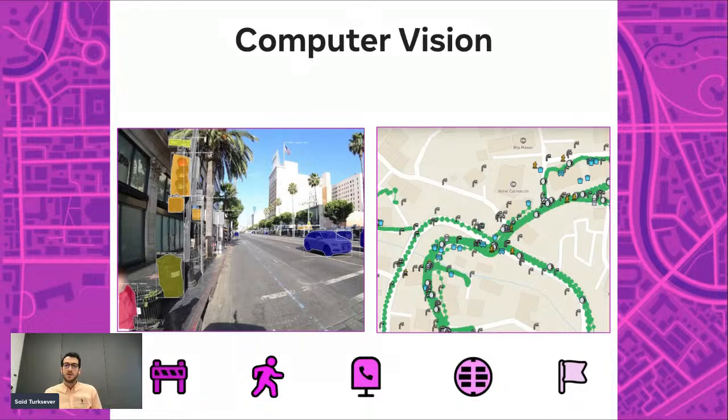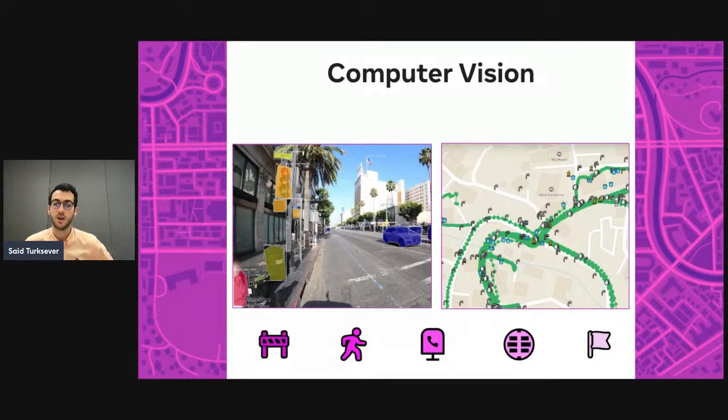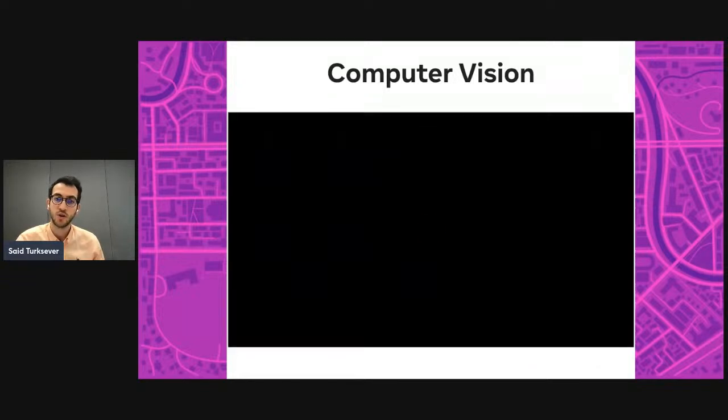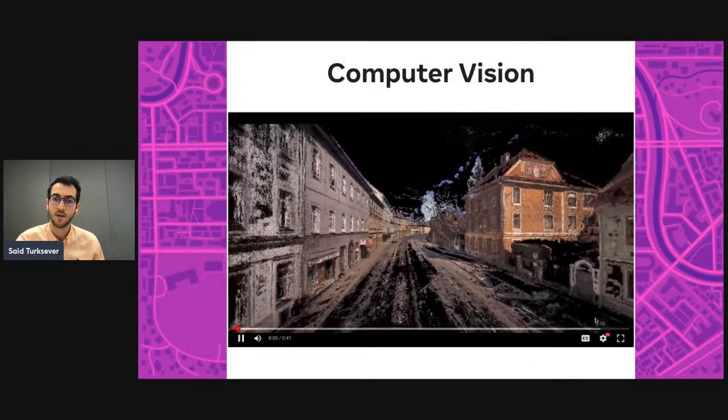So how does it happen? Imagery comes in, and then map data comes out. We use computer vision to identify each of the objects in the image, and then locate those objects in the 3D world. There is a nice animation to show how it happens.